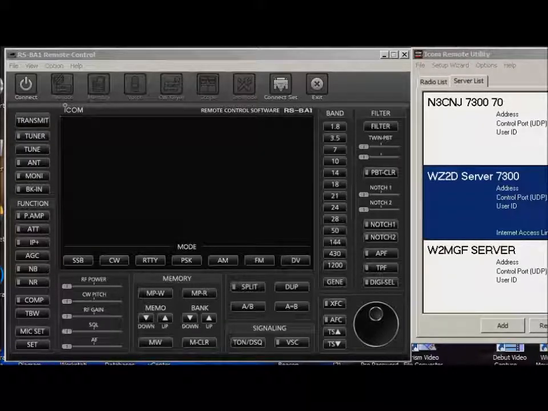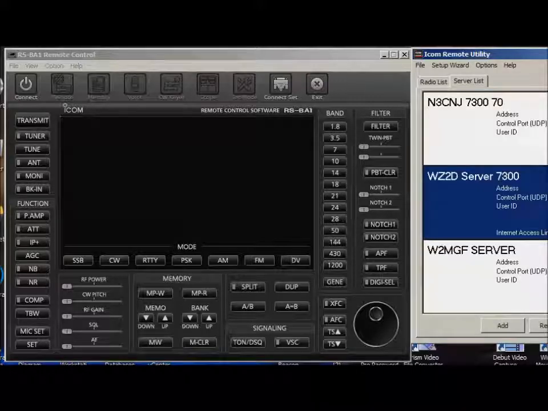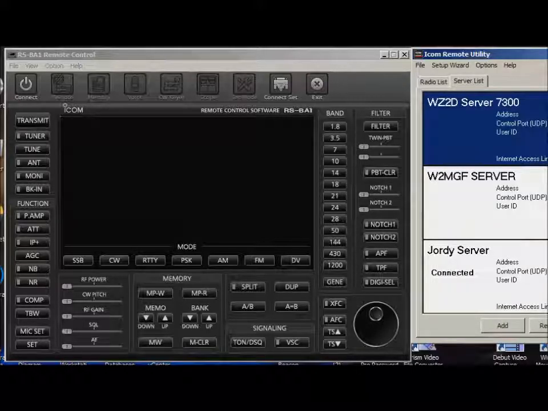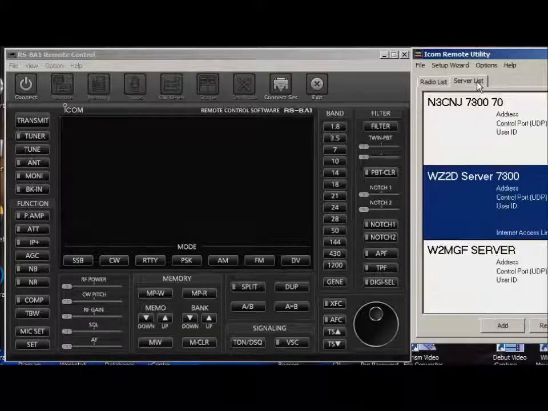Okay, switching between radios once you've got several of them connected. Over here I have several of these servers where I can go to, and as you can see I've got some that I can connect to. If I go over to the radio list, you'll see some of them say offline, and these two are the ones I'm going to play with here. This WZ2D, can't connect to them when they're offline.